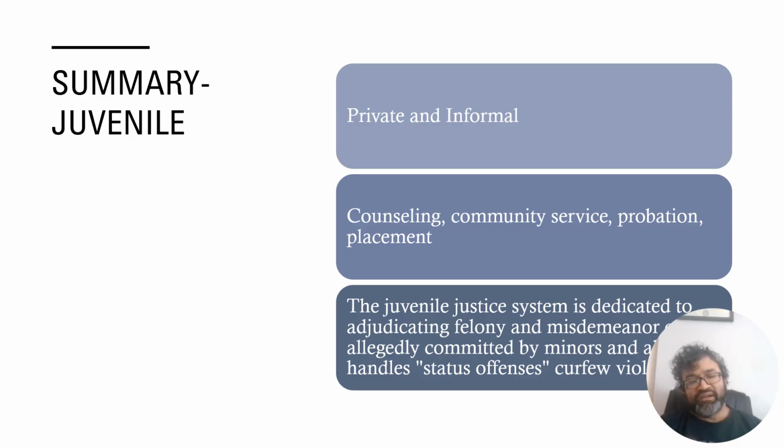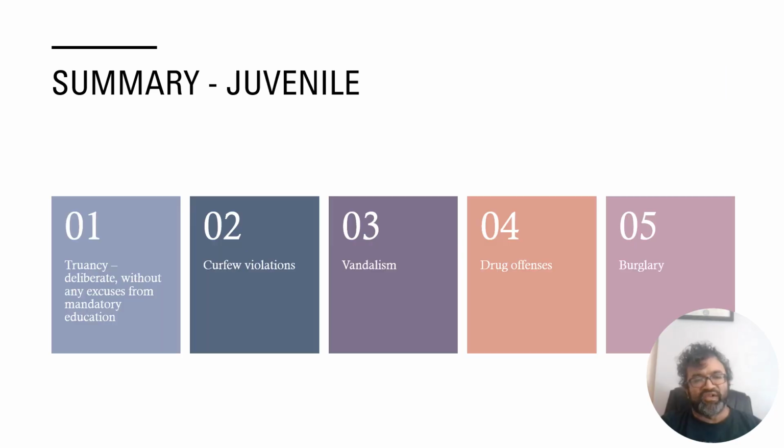With juveniles, this is private, informal counseling, community service, probation placement, and the juvenile justice system is dedicated to adjudicating felonies and misdemeanors allegedly committed by minors, and these are highlighted as status offenses. I'm going to go more into some of the common crimes that are committed by juveniles.